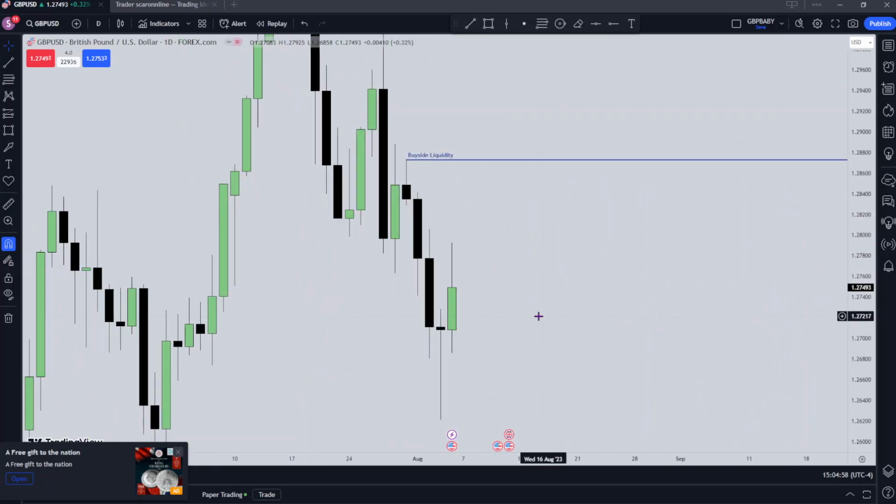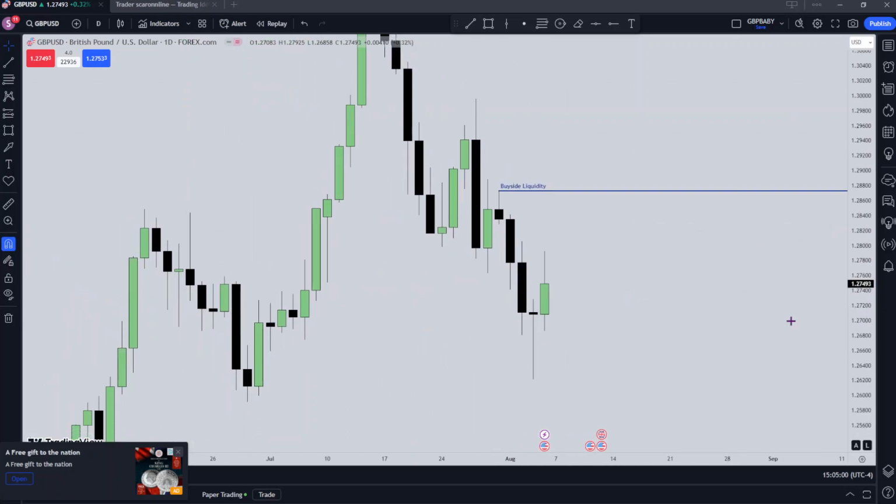So what other premium PD arrays can we see on this daily chart? Because remember, we're expecting lower dollar, which means higher GBP, so we should be looking for premium PD arrays. Well, we have this fair value gap here, which hasn't yet been traded to, so I'm going to mark that out as a potential target.